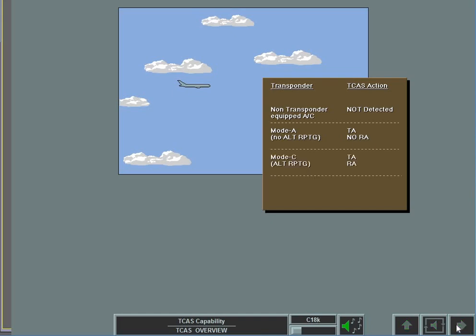If the other aircraft has a Mode C transponder, altitude reporting, TCAS is able to issue both a TA and an RA. If the other aircraft has a Mode S transponder, it also has TCAS. Your TCAS is not only able to issue a TA and an RA, but through the S transponder link, it's able to coordinate your vertical maneuver with that of the other aircraft.